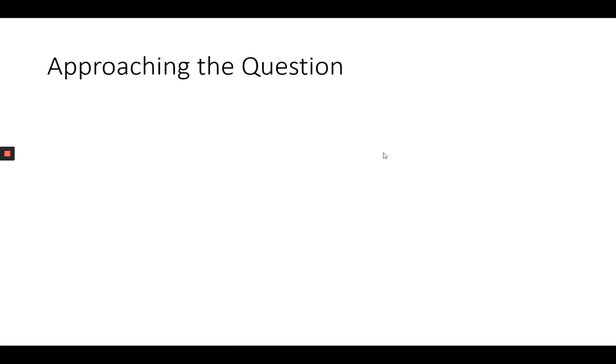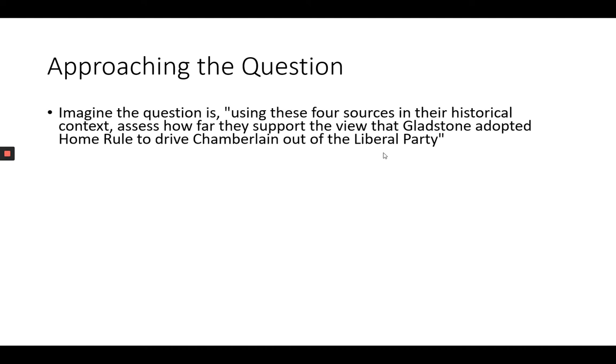So how do you approach a question? Well, bear in mind what the question is at all times. I can't tell you what question you're going to be facing, so I've made one up. You will not get a question about this because it's before the part of the course that deals with sources. It's before 1900. But imagine that you've been given 4 sources, all about Gladstone adopting Home Rule, and the question is: using these four sources in their historical context, assess how far they support the view that Gladstone adopted Home Rule to drive Chamberlain out of the Liberal Party.